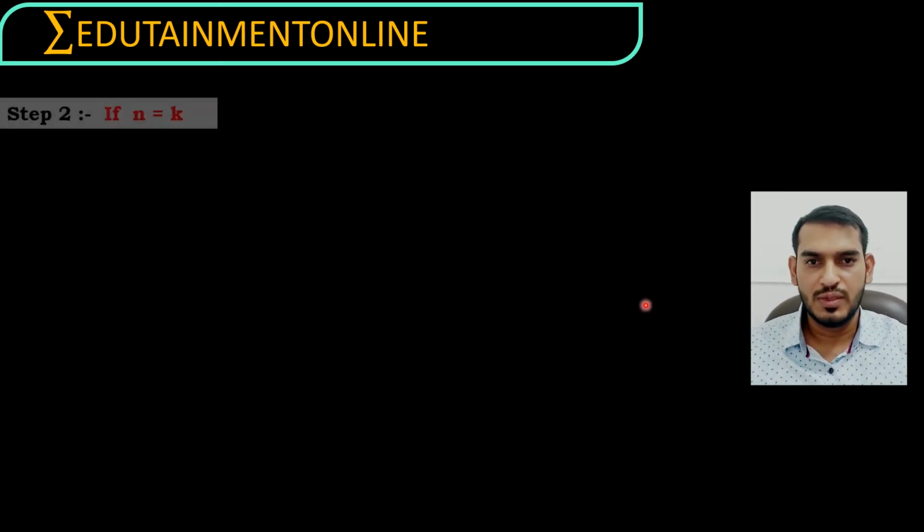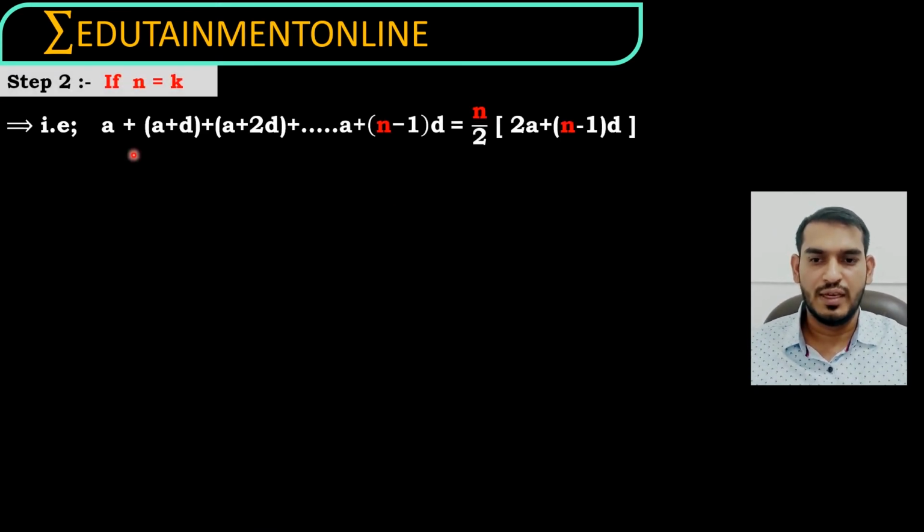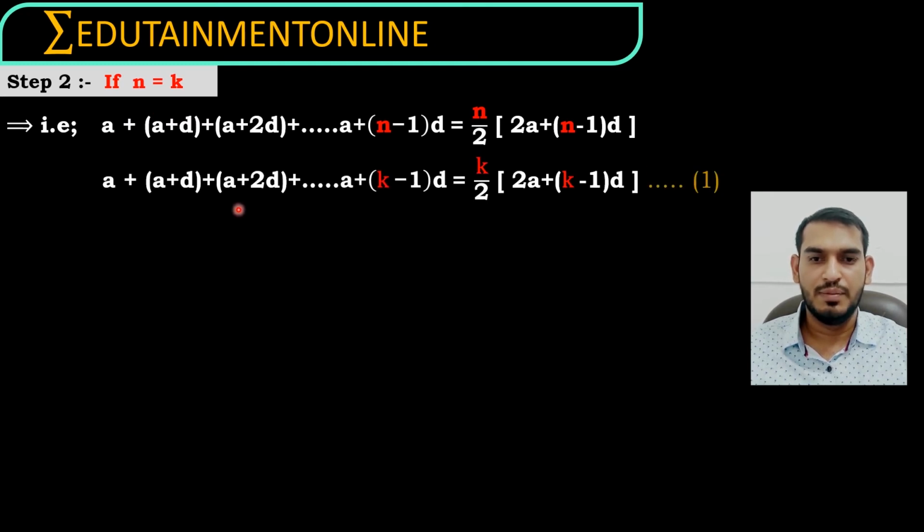Now let us assume that this is true for n equal to k. So S of n is a plus d plus a plus 2d and so on up to the nth term, which is a plus n minus 1 into d, equal to n by 2 into 2a plus n minus 1 into d. We are assuming that this is true for n equal to k. So in place of n, we can substitute k. So a plus d plus a plus 2d and so on up to the kth term, which is a plus k minus 1 into d, is equal to k by 2 into 2a plus k minus 1 into d.